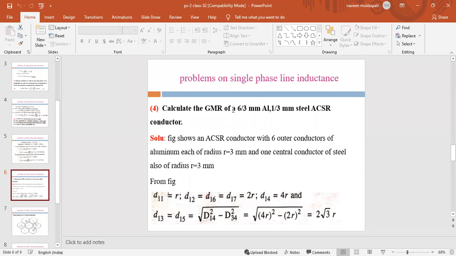We have overall 7 strands. The first 6 strands are the outer strands of the conductor, made with aluminium. And one strand of 3 mm diameter is made of the ACSR conductor, that means the aluminium conductor steel reinforced.